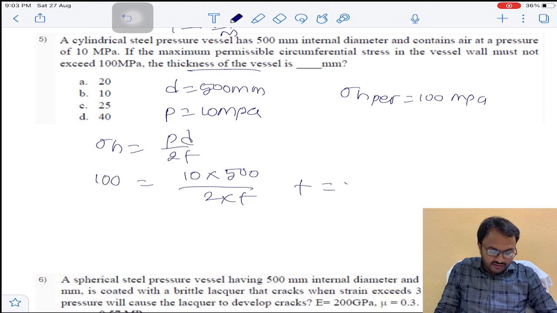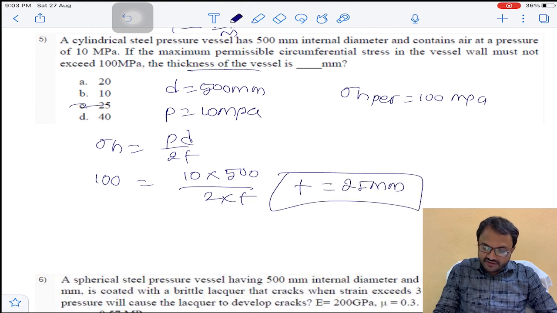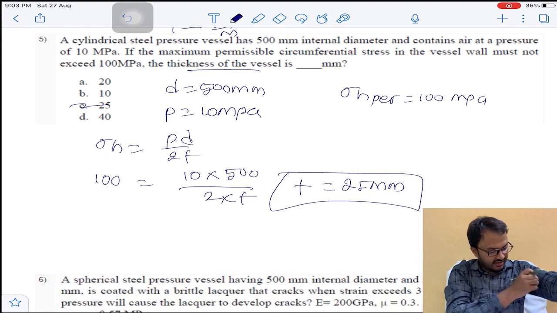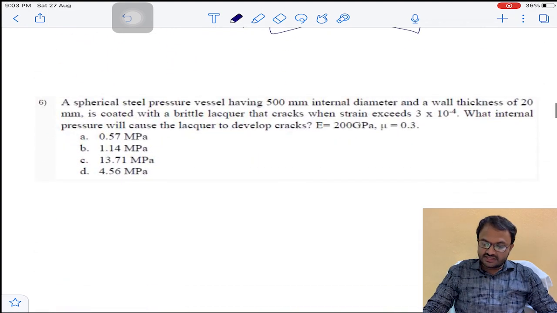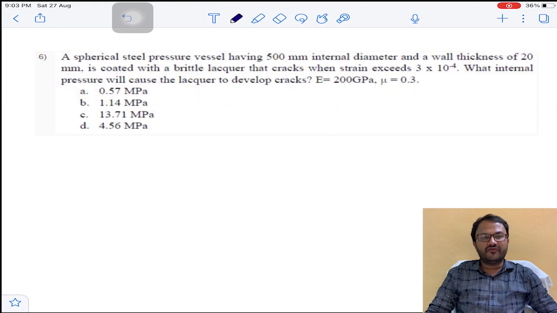So where T is equal to 25 mm. Okay, so the answer is C for question number 5. Coming to question number 6. So this is a case of spherical shell. It is not a cylindrical shell.